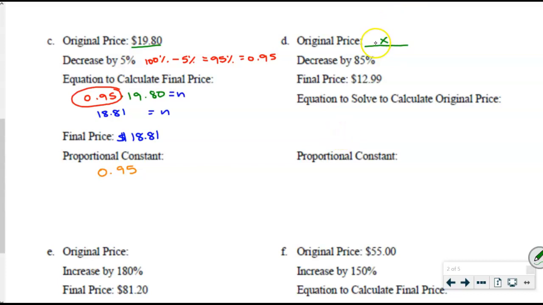We don't know what the original price is, but I do know that if it's decreasing by 85%, that's 100%.